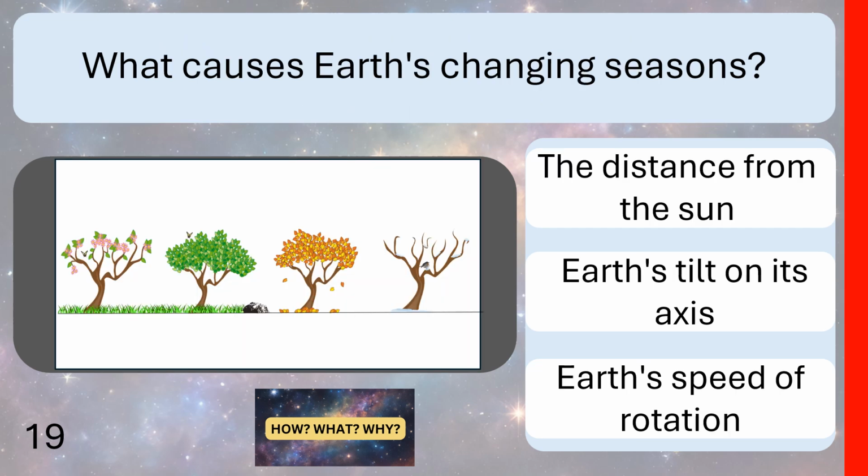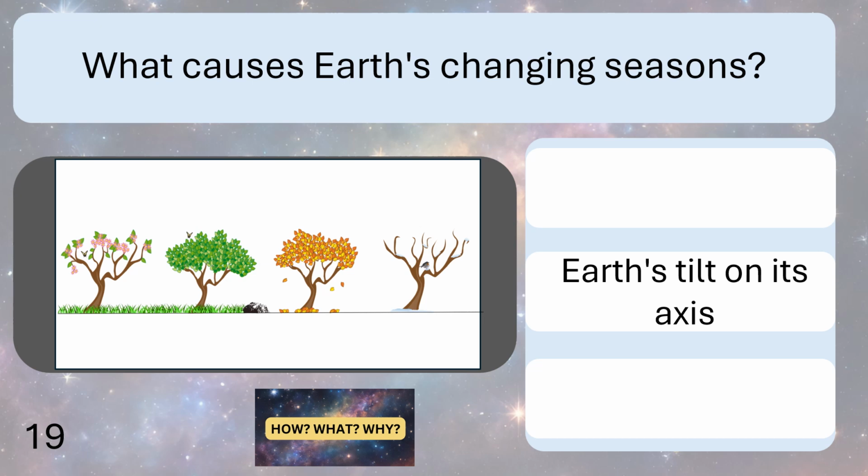Question 19. What causes the Earth's changing seasons? Is it A, the distance from the Sun, B, the Earth's tilt on its axis, or C, the Earth's speed of rotation? So of course the Earth's tilt on its axis that orientates different parts of the Earth, either the southern or the northern hemisphere, closer or further away from the Sun at different times of the year.